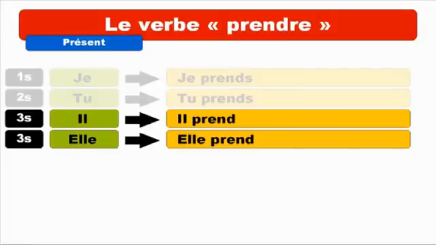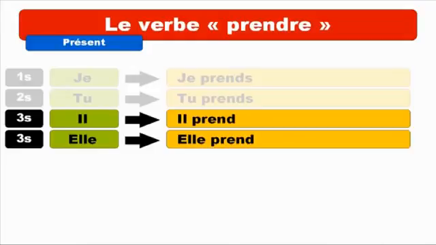And then elle prend. Repeat. Elle prend. So you can notice that je, tu, il and elle are just pronounced the same way. Je prends, tu prends, il prend, elle prend. But remember to put the final S for je and tu.